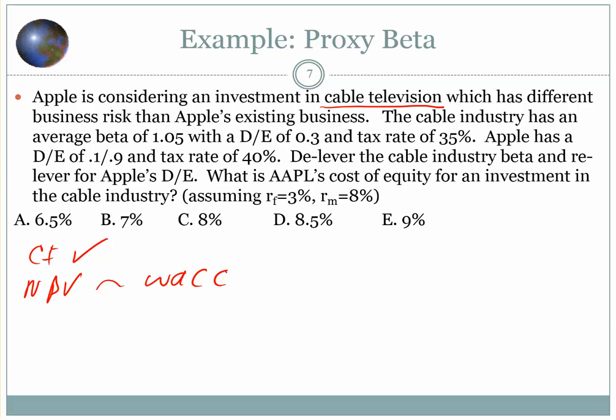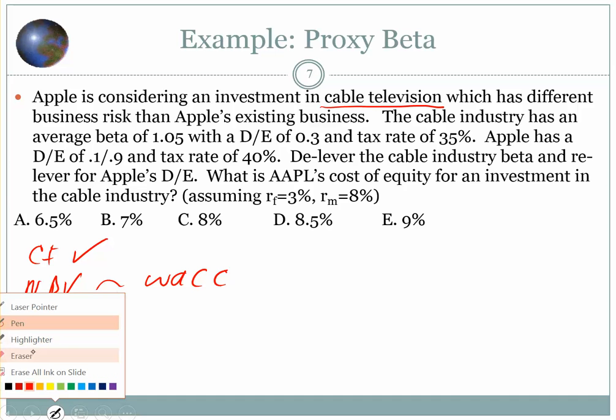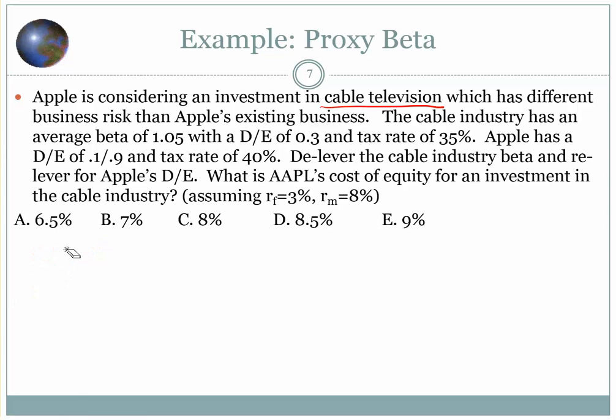So what I can do is calculate the unlevered beta of a cable firm, or maybe the cable industry, use that unlevered beta for that business unit, and then lever it using Apple's projected debt-to-equity ratio. So we call this using a proxy beta. If you're going to move into a different area, just find a firm that operates in this area, calculate their beta, use that in CAPM with your capital structure, and then you can figure out the required cost of equity for that business.